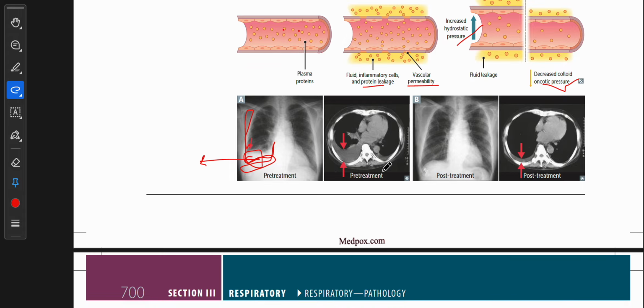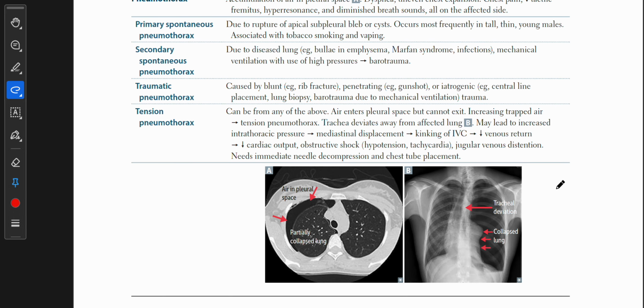So this is pre-treatment, this is pre-treatment, this is post-treatment. All these fluids are drained out of the lungs, and the lungs are clear now. This is also post-treatment. Here you can see this amount of fluid, but that is all drained out by thoracocentesis. You can see it like this in transverse cross section. So let's go to the pneumothorax.